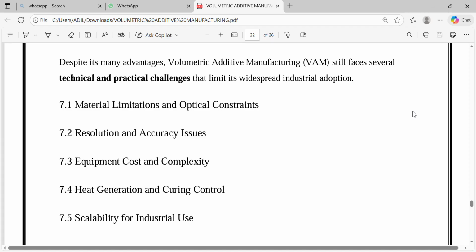Fifth is the scalability for industrial use. It requires high printing speed, large build volume, reliable process control, and integration with industrial workflows. It can be achieved by developing specialized WAM systems, optimizing printing parameters, and implementing quality control measures.